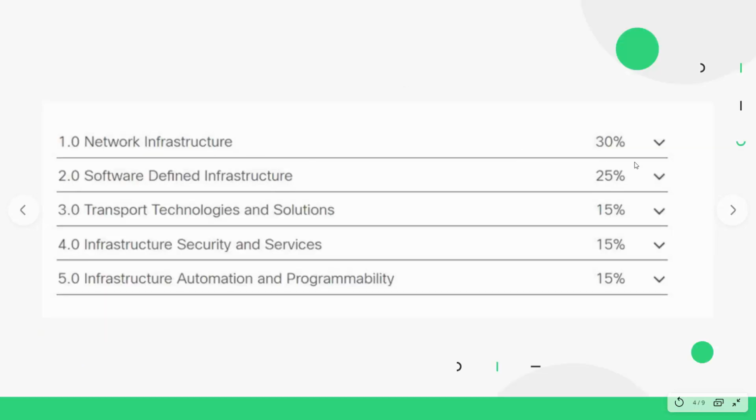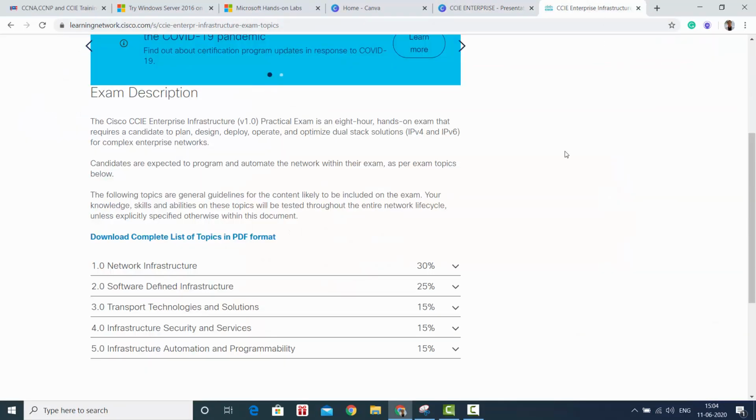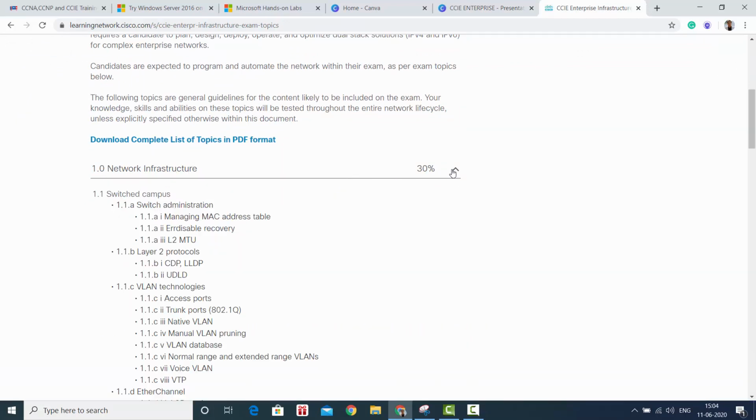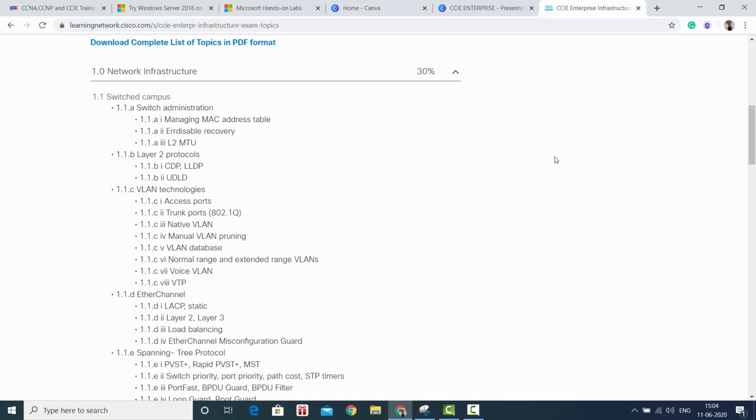We have five sections in total. These are the five sections of the CCIE Enterprise Infrastructure Lab exam. I'll also take you to cisco.com so that we can see it in detail. Network infrastructure is the first one. Let's expand this section and see what is there.